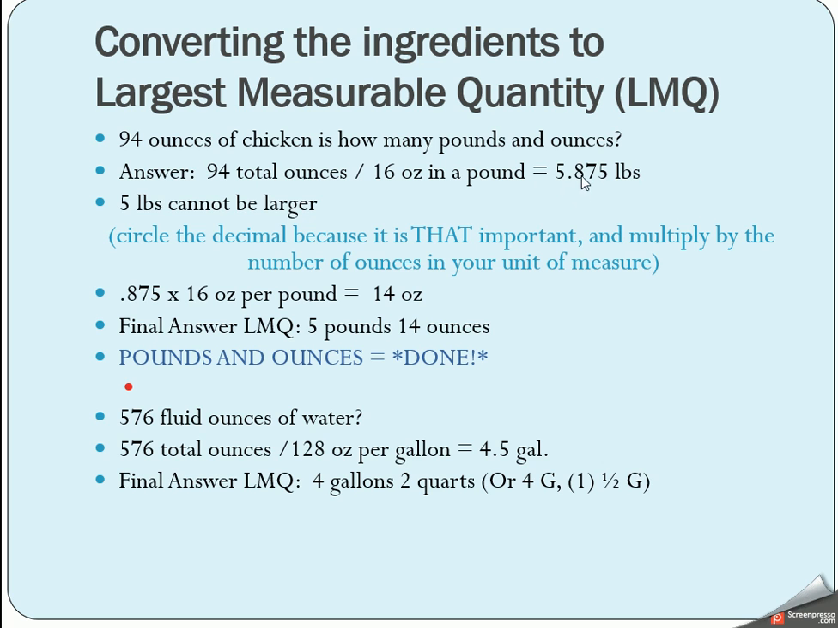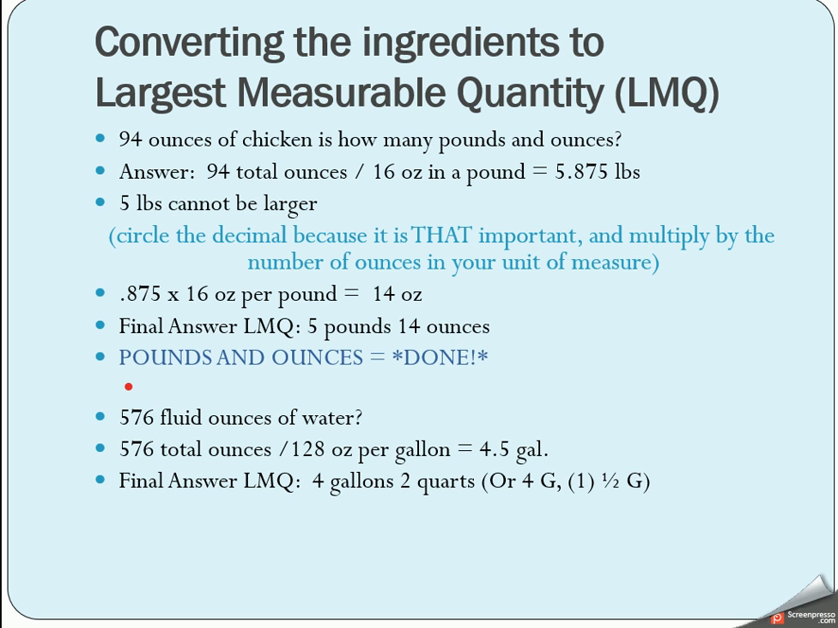So you're going to circle a decimal point because it is that important and multiply by the number of ounces in your unit of measure. So 0.875 times 16 ounces per pound equals 14 ounces. So the final answer and largest measurable quantity is 5 pounds, 14 ounces. And we are in pounds and ounces, so we are only in pounds and ounces. Pounds and ounces, done.